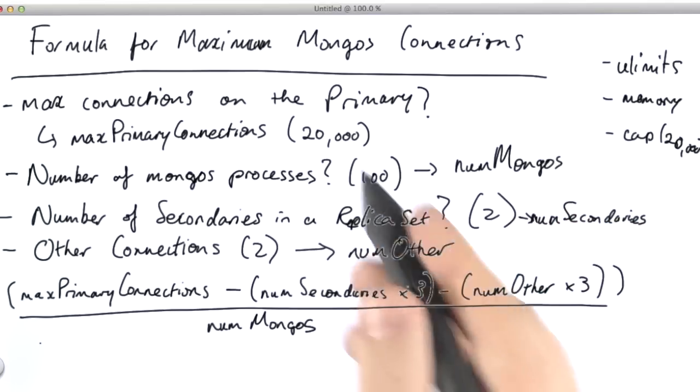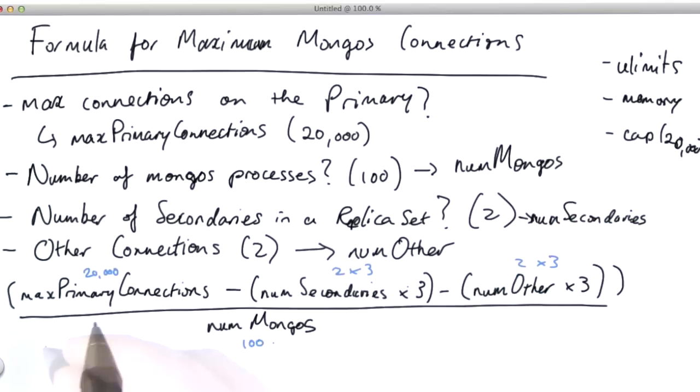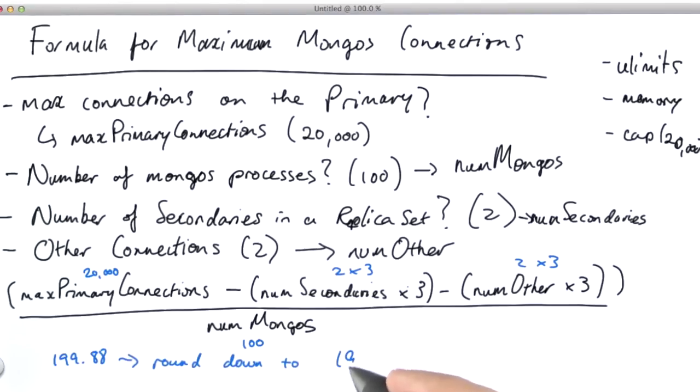With the values that we've suggested here, we get 20,000 minus 6 minus 6 divided by 100, which gives us 199.88. Now, in all actuality, you're not going to want to run your resource limits quite that close. So what I'd recommend to do here is round this down. And what I'd round this down to as an absolute maximum would be 190.